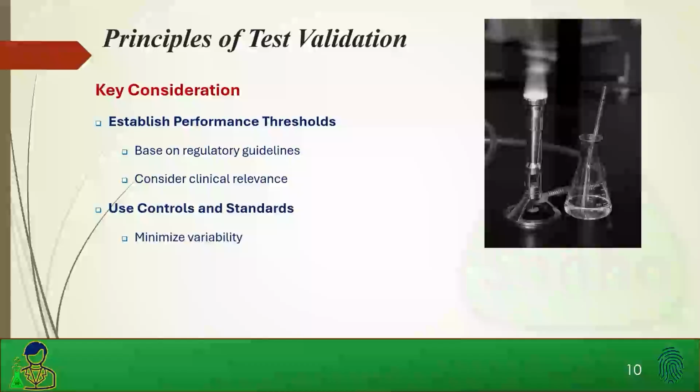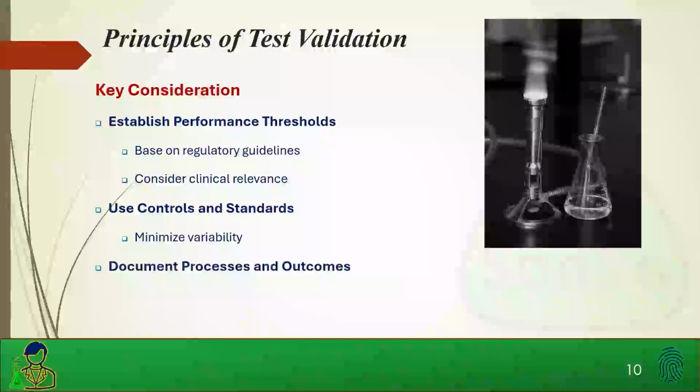It's always important: if you use controls and certified standards, then it's going to reduce your variability. If you're using in-house controls or patient samples to do your validation on, then you're going to have a lot more variability than if you use controls or standards. There's nothing wrong with it. You can technically, for some parts of the analysis, use patient samples, but you're going to increase your variability and your difficulties if you do that.